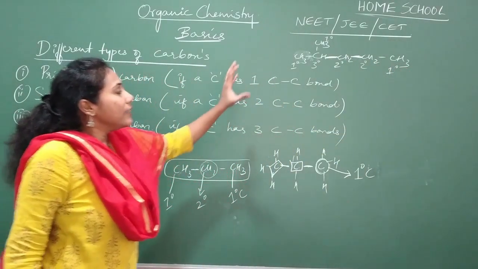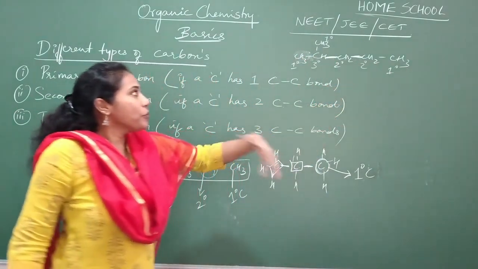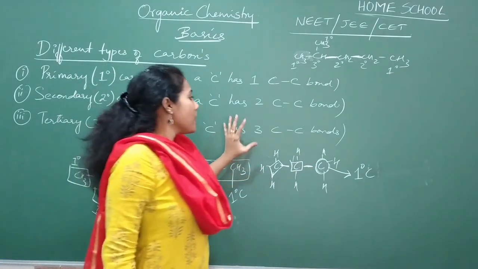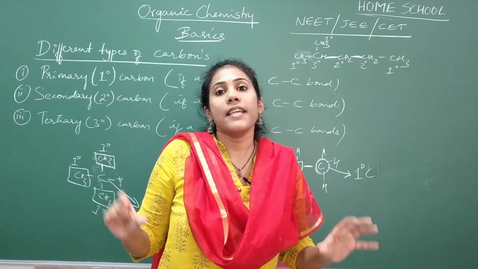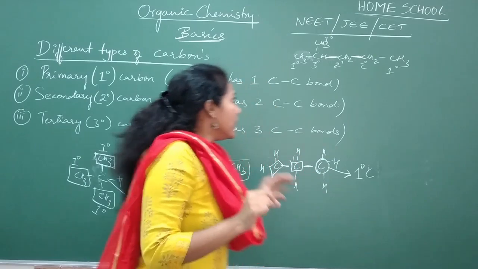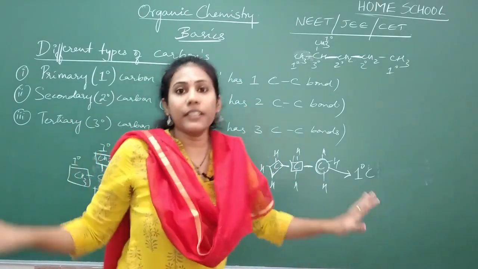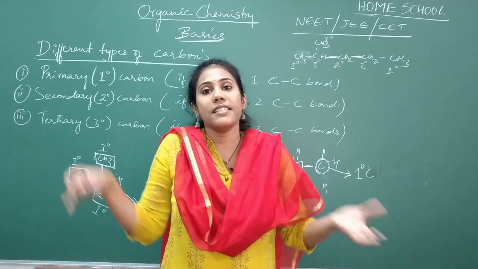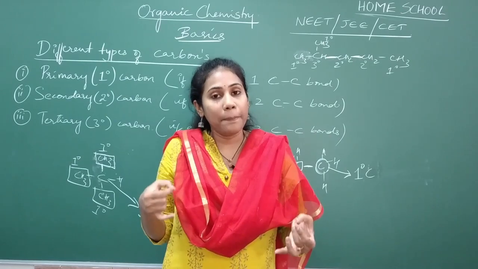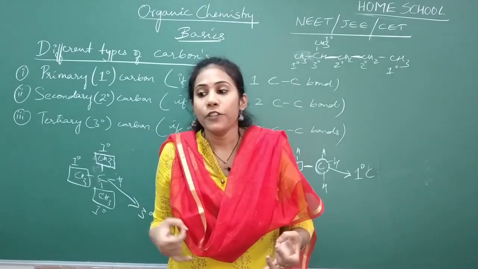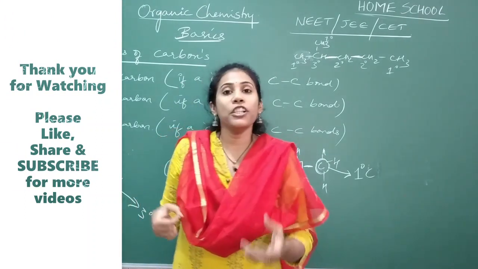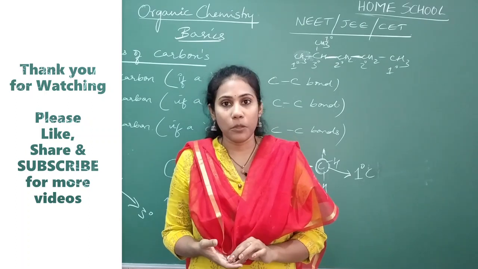So this is how you must be able to find out which carbon is what, 1 degree, 2 degree or 3 degree. This is one of the important basic concepts that you should be aware of. Why? Because different carbons react differently. Primary may react differently, secondary may react differently, and tertiary may react differently. So you should have a basic idea about this. In my next video, I am going to talk about the functional groups that are present in organic molecules.